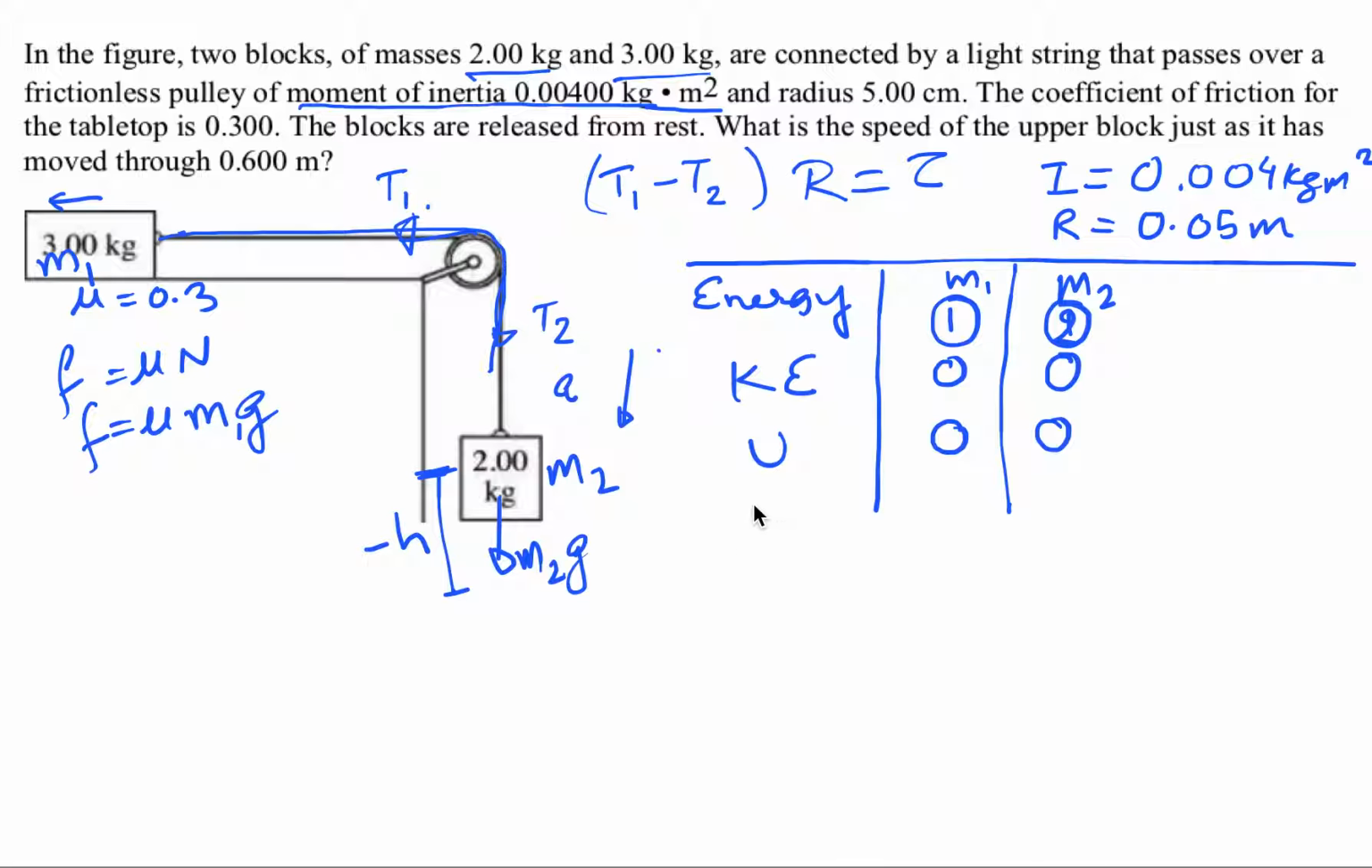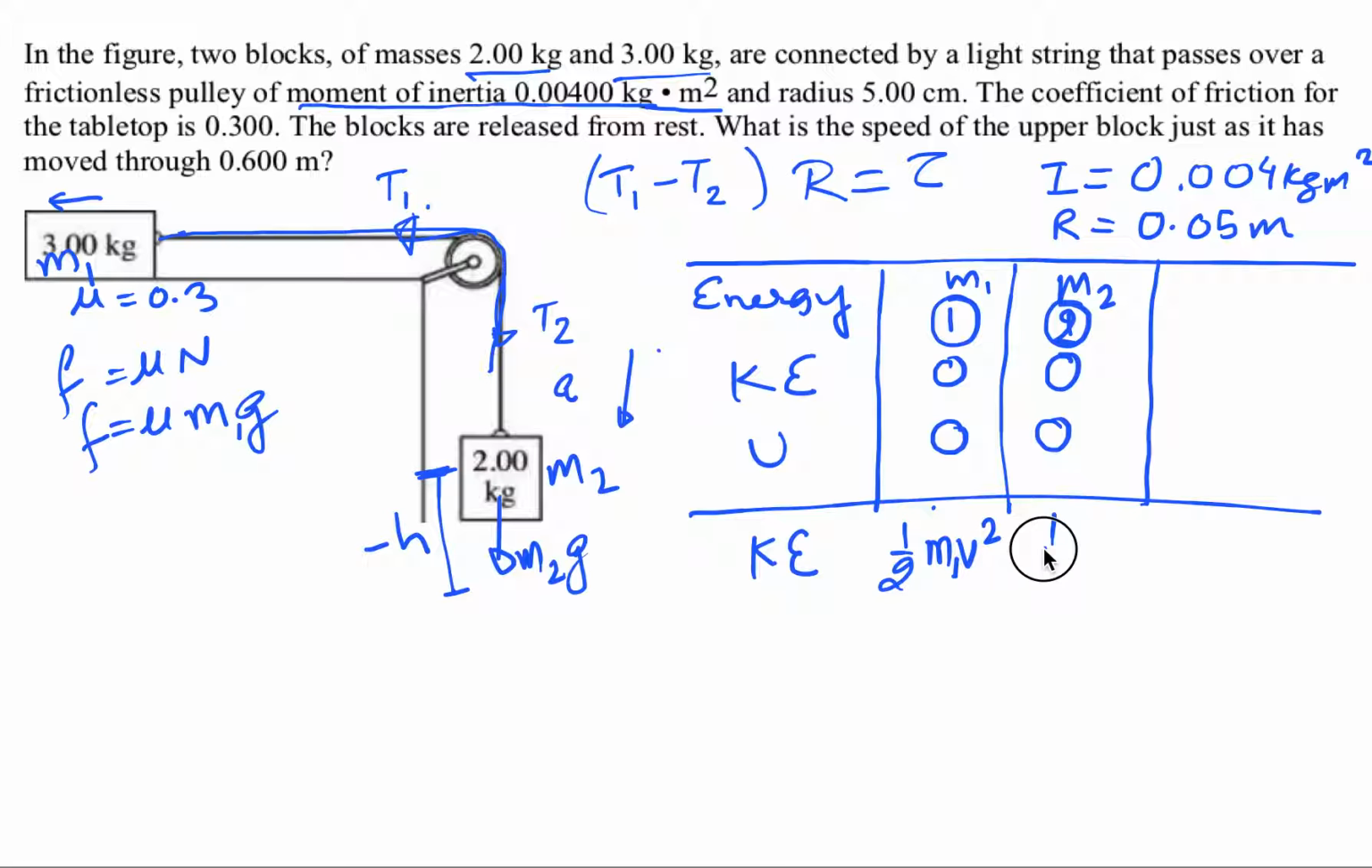After it moves, I'm going to look for the non-conservative force. There is going to be kinetic energy. For the first mass, it's going to be half m1 v square, and for the second mass, it's going to be half m2 v square. Notice that I have written v in both cases because both of them are going to travel with the same speed in this case. The potential energy for the first one is still zero because it's not changing any height here.